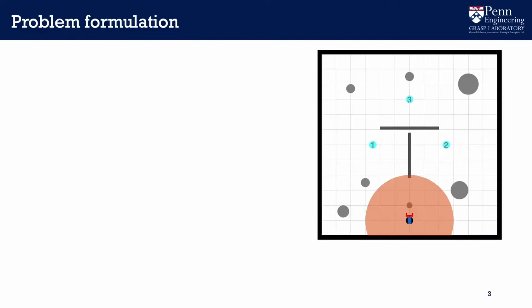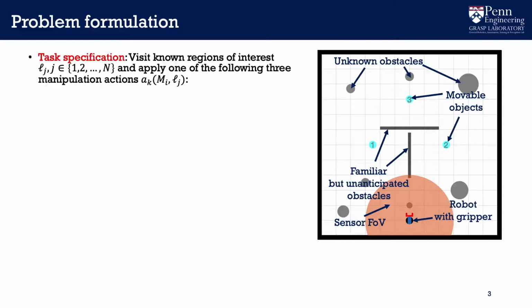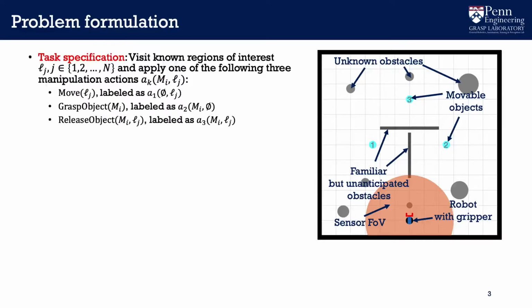For our problem formulation, we assume that we have a robot equipped with a gripper and a local sensor field of view. The environment consists of familiar but unanticipated obstacles that the robot can recognize and localize with its sensors, convex obstacles of completely unknown shape and placement, and also movable objects whose positions are known to the robot. The robot's task is to visit some known regions of interest and apply one of the following three actions: move, grasp object, or release object.